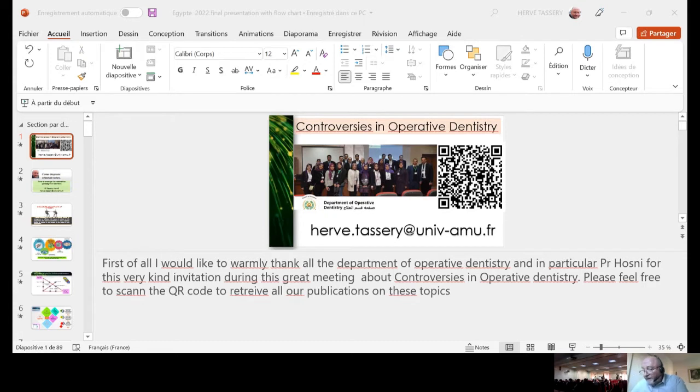And the first query is when to intervene and how. 3 keywords clarify this point: cavitation, carious activity, and cleansability. Very important. This suggests the use of specific tools for clinical application. Please refer to our publication below.